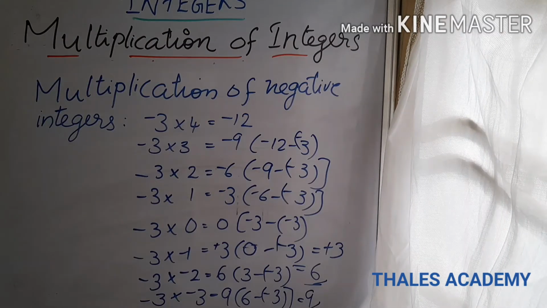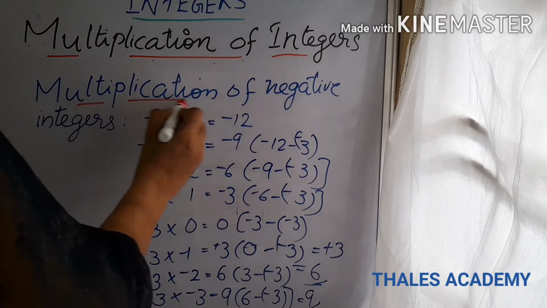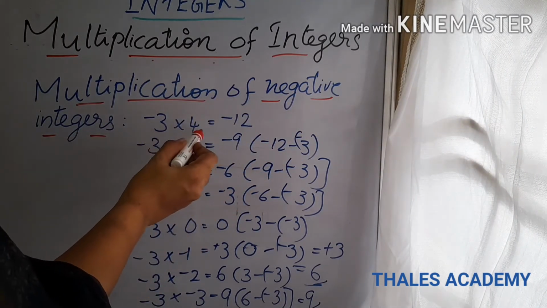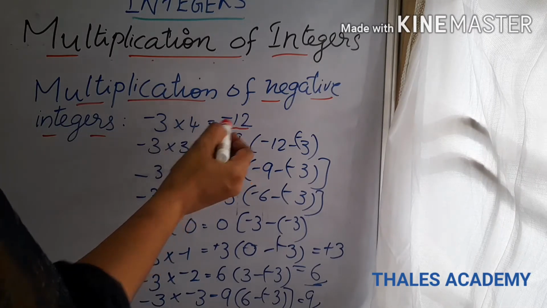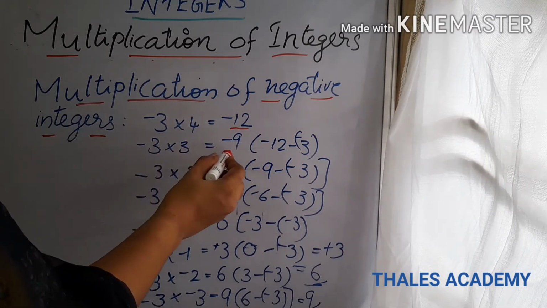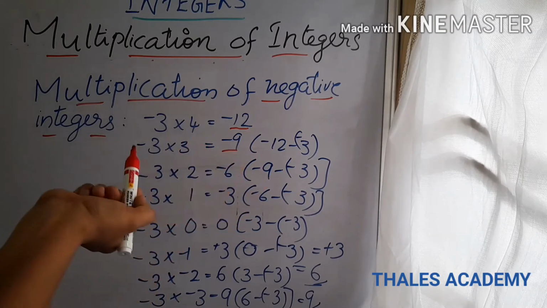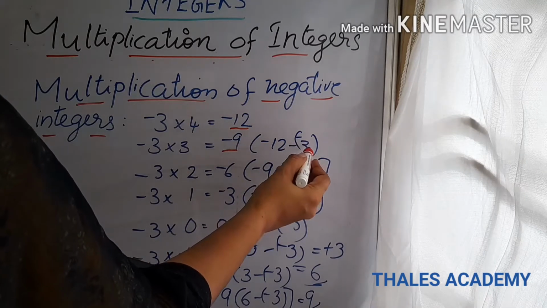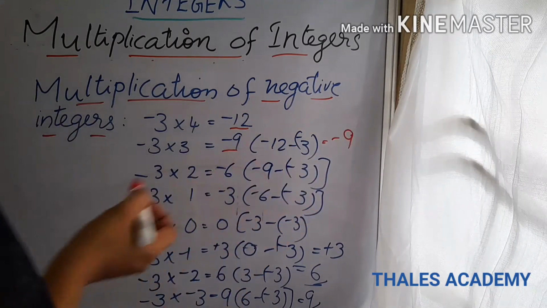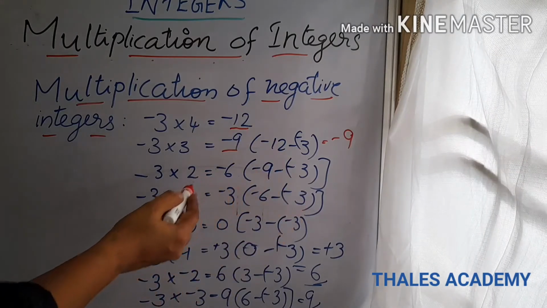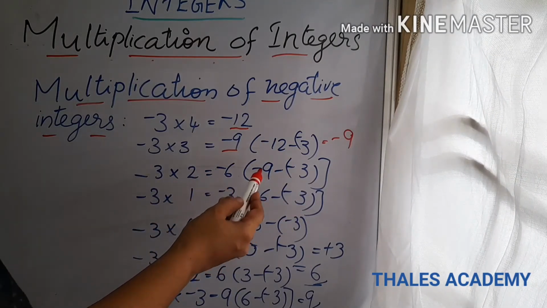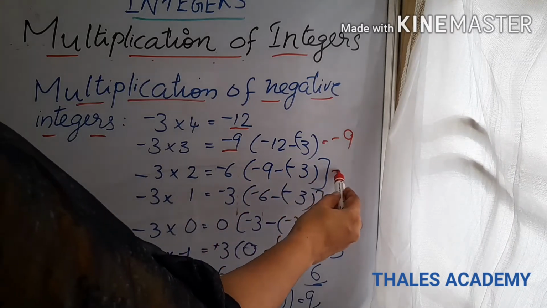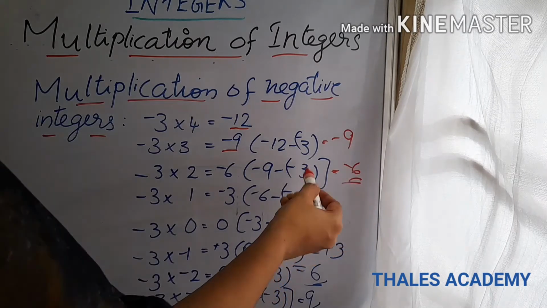Thus, we get a negative integer. Multiplication of negative integers. Let us observe this pattern. Minus 3 into 4 equals minus 12. Minus 3 into 3 equals minus 9. How do we get minus 9? That is, minus 12 minus of minus 3 equals minus 9. Minus 3 into 2 equals minus 6. That is, minus 9 minus minus 3. The answer is minus 6.